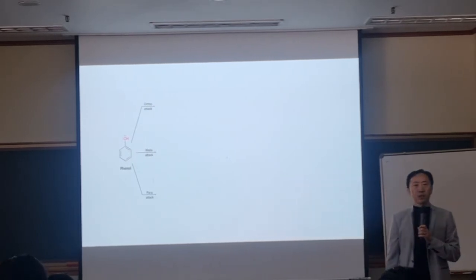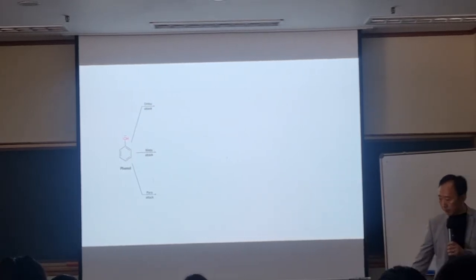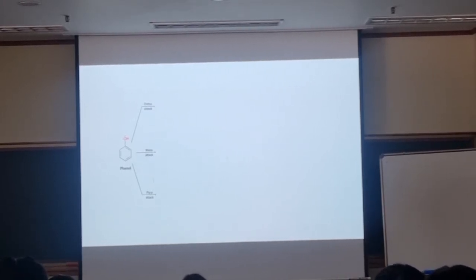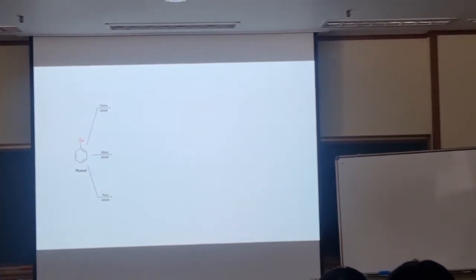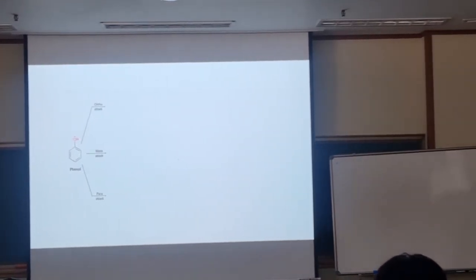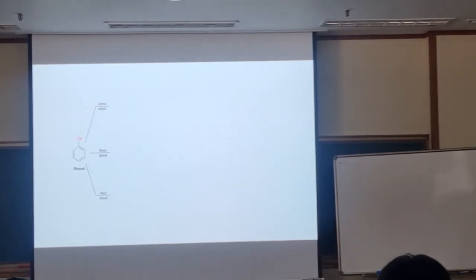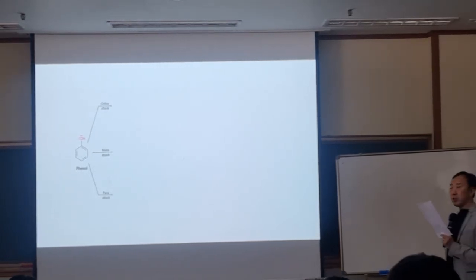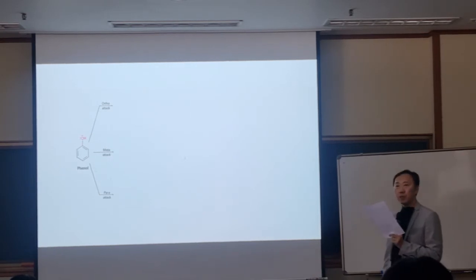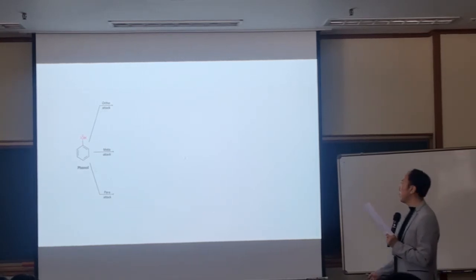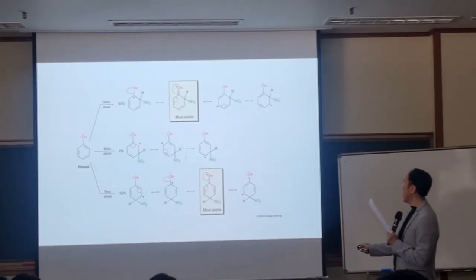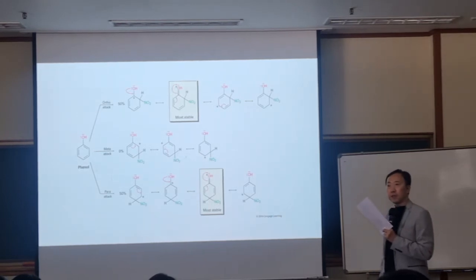Practice again with a hydroxyl group. What product do you expect? And speed-wise, compared to benzene and compared to methyl benzene, OH is even faster than benzene and also toluene. Okay. And position-wise, we can expect this one is also ortho and para, more preferred than meta positions.